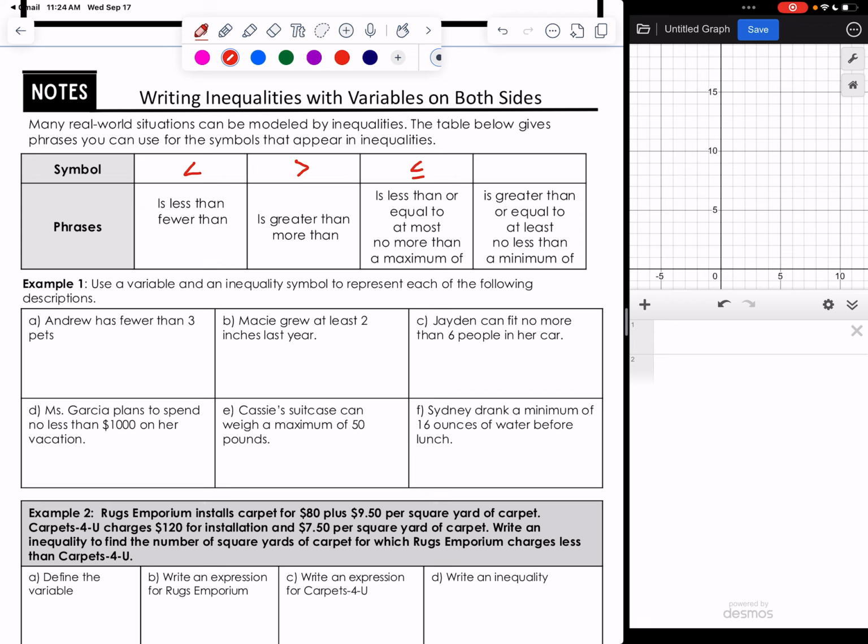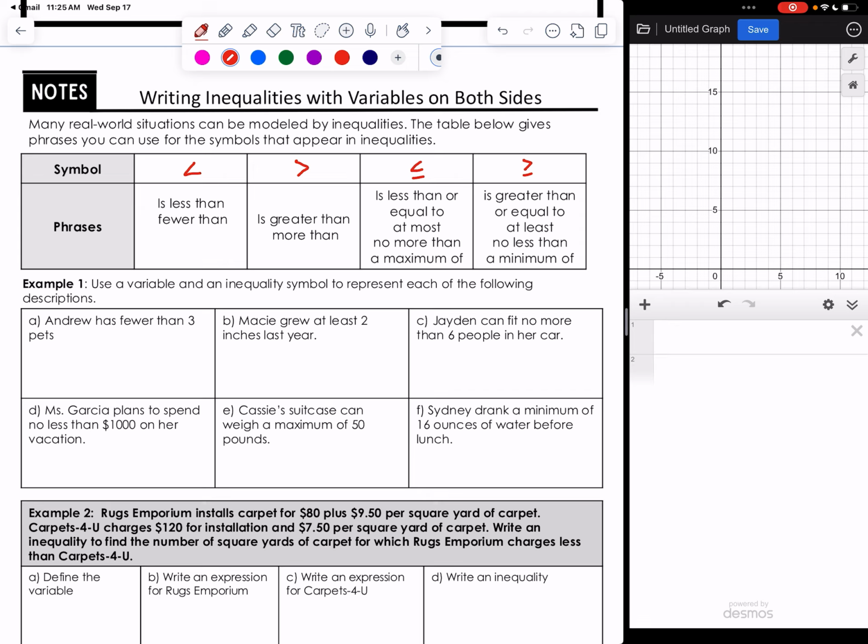Our next set of phrases is greater than or equal to, at least, no less than, or a minimum of. And we can use this symbol to represent those phrases, greater than or equal to. In example 1, it said use a variable and an inequality symbol to represent each of the following.